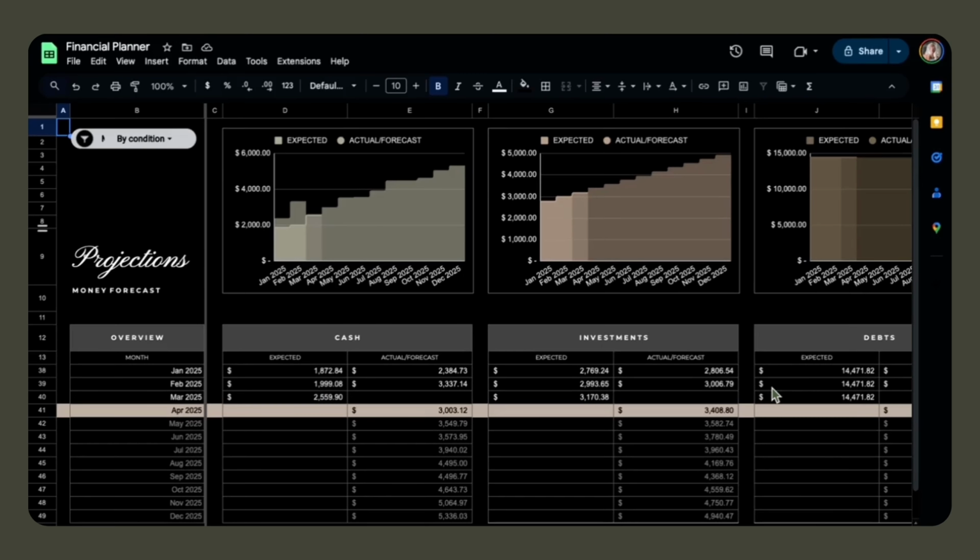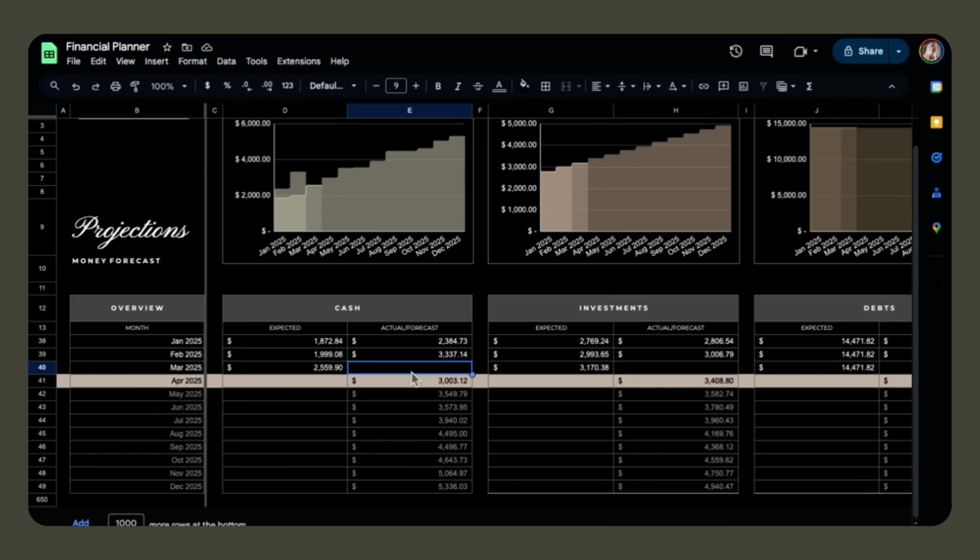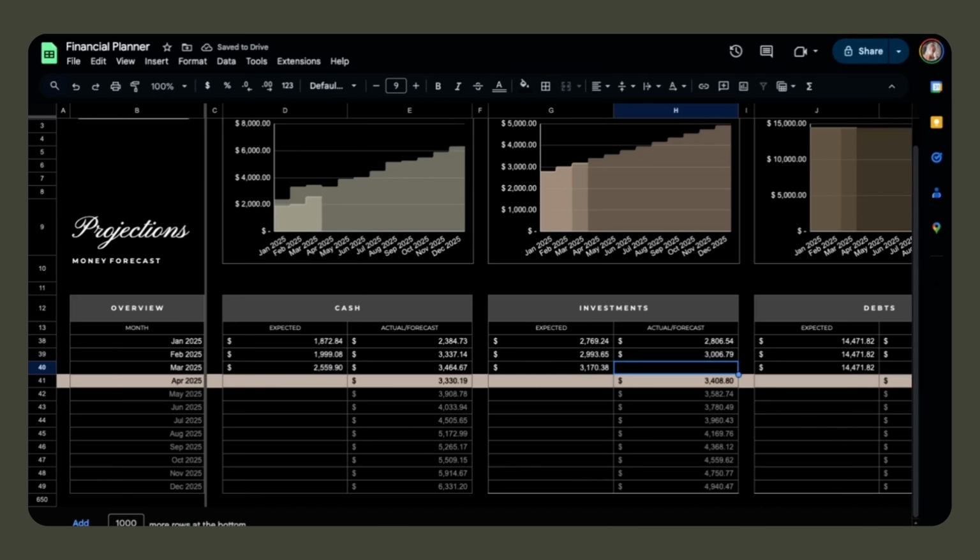All right, we are here in Google Sheets for the final part of my budget closeout. As a reminder, this is where I input my numbers at the end of each month to see what my projections are for the future. So starting with my cash, we're going to input the same number from Monarch, which was $3,464.67. And we see the chart increased a little bit there, which was almost $1,000 higher than the projected.